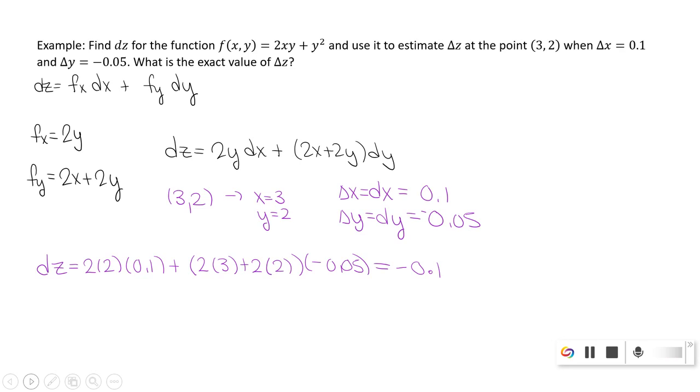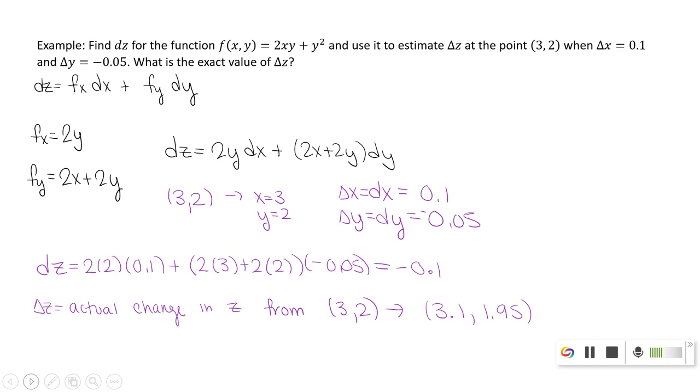And so what this number, this negative 0.1, is giving us is estimating or approximating the change in z, the change in height of this surface, when we increase our x by 0.1, and change our y by negative 0.05. So if we move from the point (3, 2) over 0.1 and down 0.05, the height or the z value should go down by about 0.1. So that's what our dz is telling us.